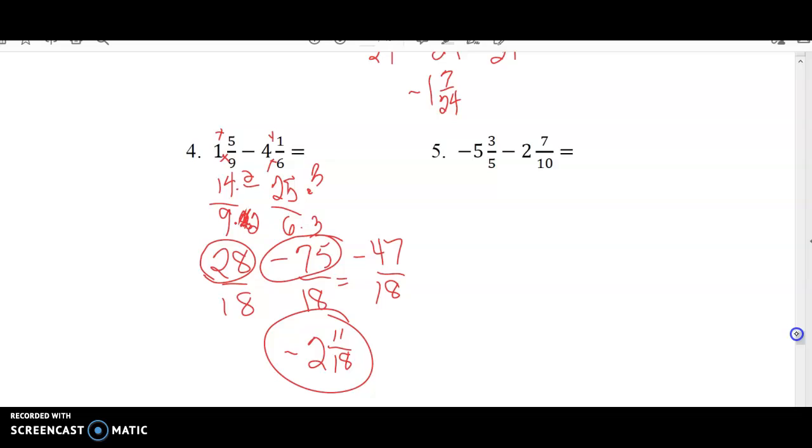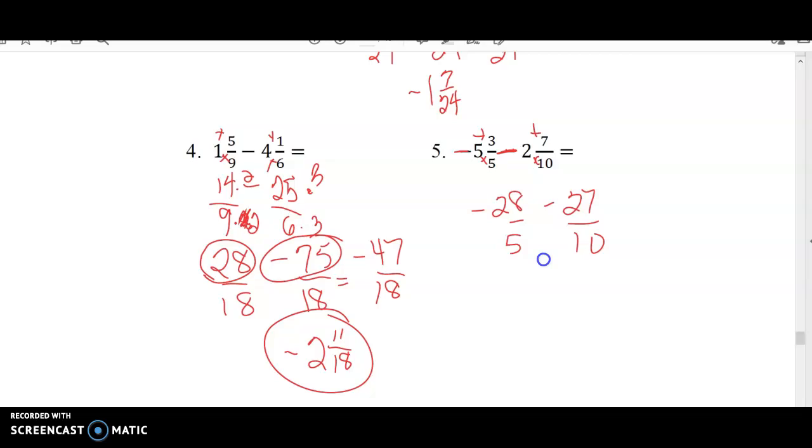Last problem, first step, make it improper. 5 times 5 is 25, plus 3 is 28. So do not forget your negative sign here. So negative 28 over 5. This one, 10 times 2 plus 7, will give you a negative 27 over 10. Okay, I'm carrying down my negative sign there.